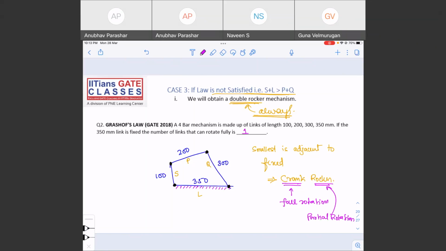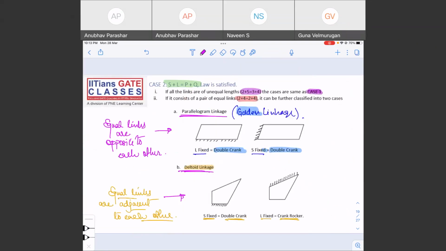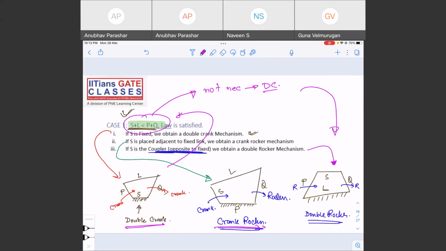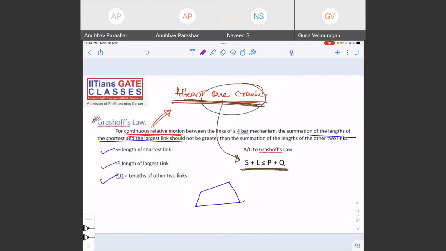So this kind of question will be asked, direct theoretical questions will be asked: parallelogram linkage, deltoid linkage, golden linkage, right? So when you're going to obtain double crank, when you're going to obtain a crank rocker, when you are going to obtain a double rocker, right? What is Grashof's law? Okay, lot many questions can be framed from here. Even this is a very good favorite topic of GATE, right?